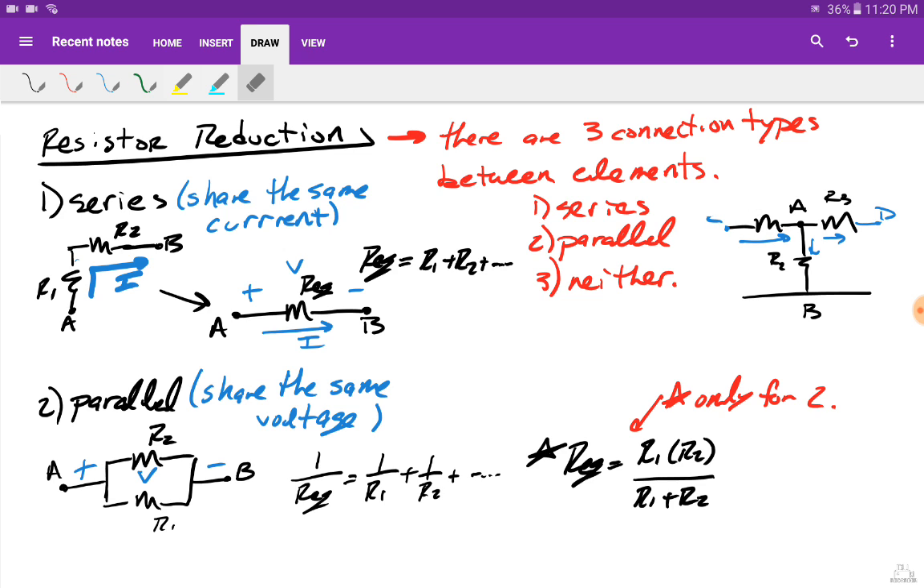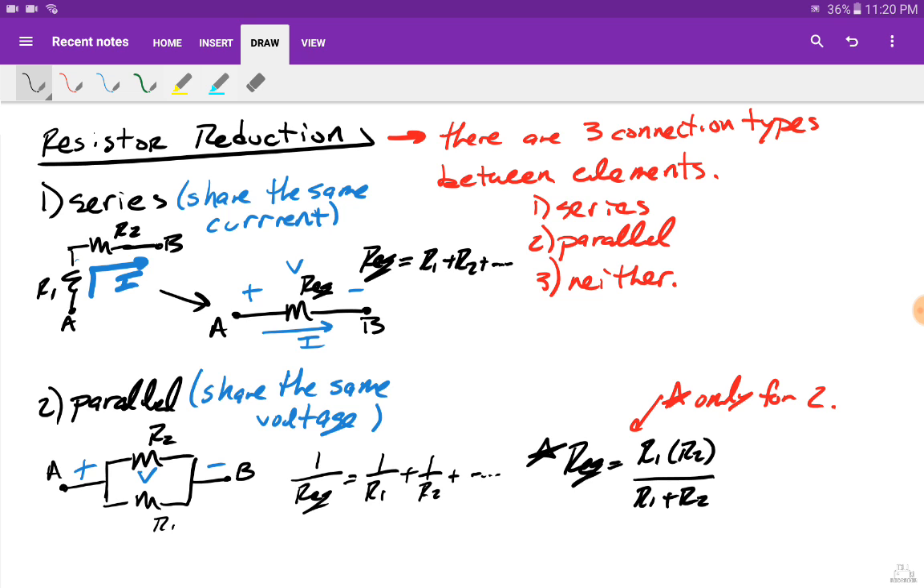If you're dealing with resistors or elements in the neither connection, you can't do anything with it, at least not until I teach you some other stuff. So for now, you're either in series or parallel. If you're in a neither connection, then you can't deal. You're going to have to just do KVL and KCL. You're not going to be able to crush your circuit down.